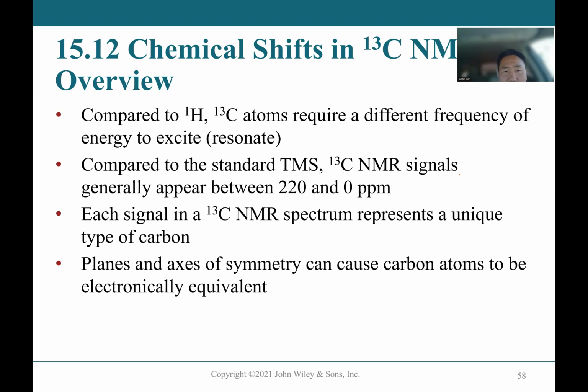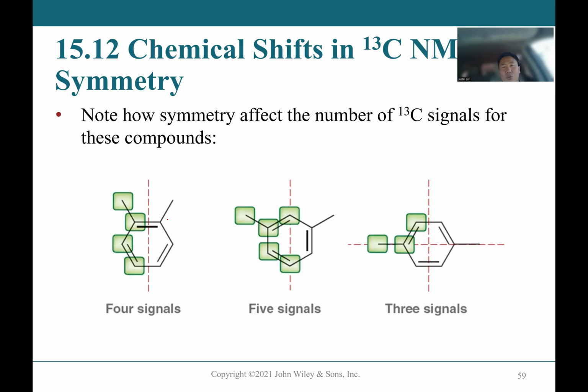So carbon-13 NMR signals generally appear between 220 and 0 ppm. Each signal in a carbon-13 NMR spectrum represents a unique type of carbon. So in these structures, we can see the number of carbons. The first one, we can see 1, 2, 3, 4 signals. The second one, we can see 1, 2, 3, 4, 5 different signals. The third one, we can see 1, 2, 3 because there are 2 symmetry planes.